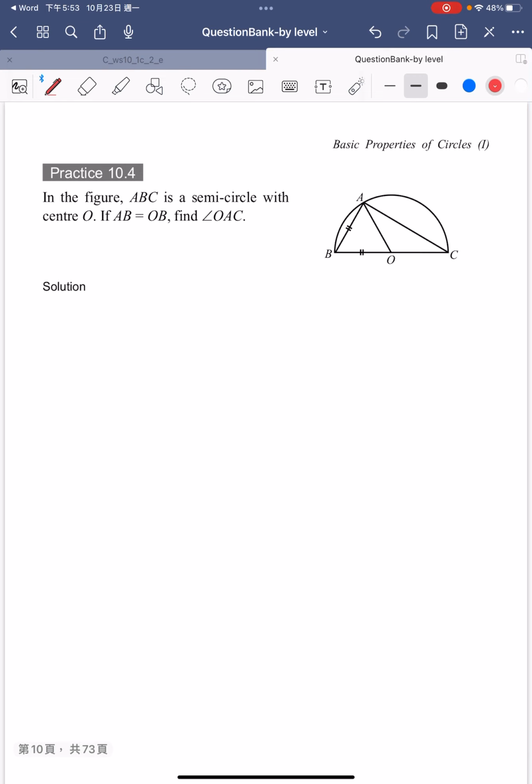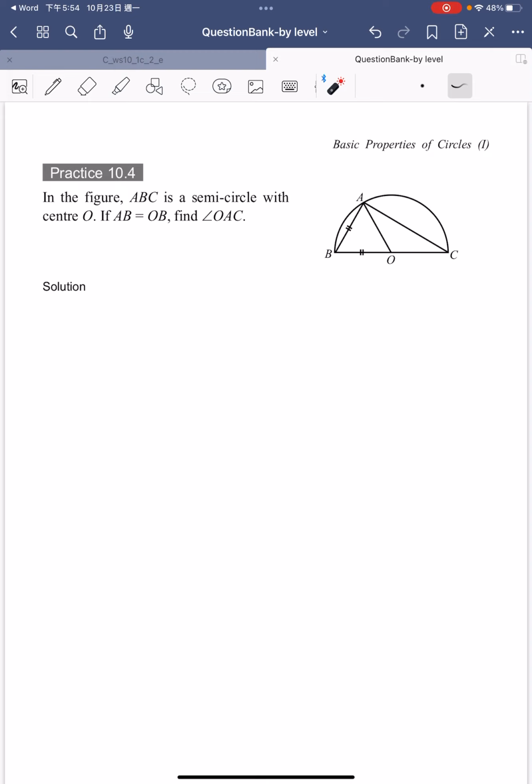So now we are going to do question 4. If you see from here, AB is a semicircle. Semicircle means you can use the angle in a semicircle. So try to use this theory to do these questions with the center O. If AB is equal to OB, you need to find out the angle OAC. If we know this angle, then we can use the angle in the semicircle, 90 minus this angle, to get the required angle. So our problem is now to find out what the angle BAO is.